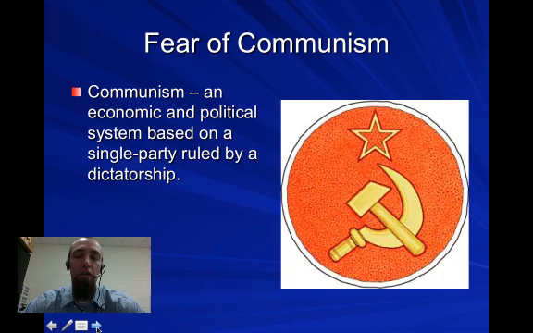Alright, another big thing that's going to dominate the United States, not just after World War I, but really up until the 1990s, and even somewhat today, is a fear of communism. Communism is something you should have learned about in civics, but it's an economic and political system that's based on a single party ruled by a dictatorship. Today, the bigger communist countries that we hear more about are like North Korea, who we've heard a lot about in the news lately, China, Cuba, and our poor relations with Cuba go back to Fidel Castro's communist revolution.